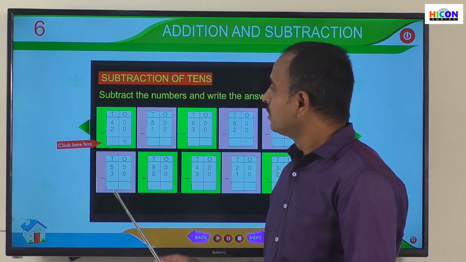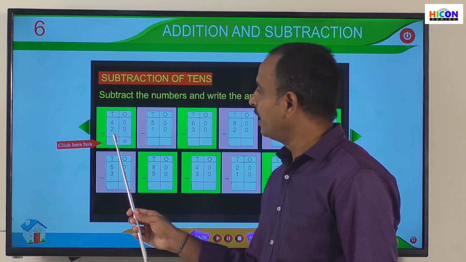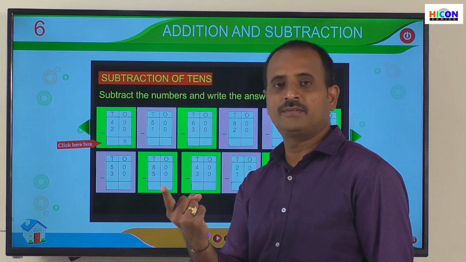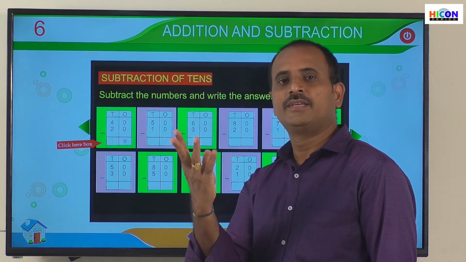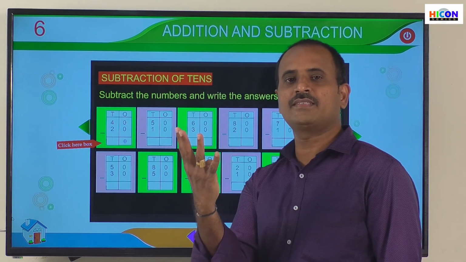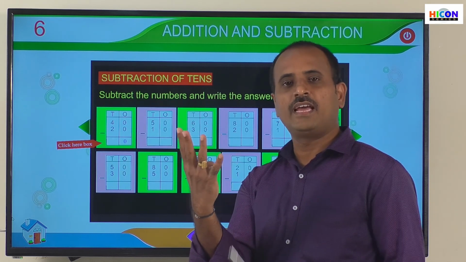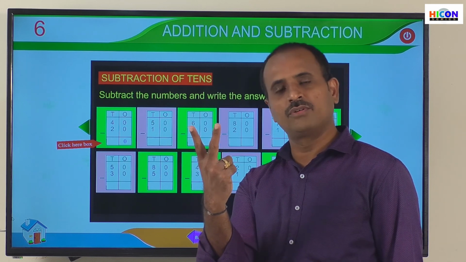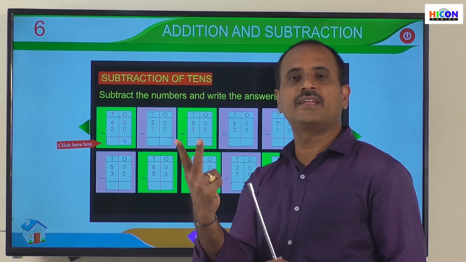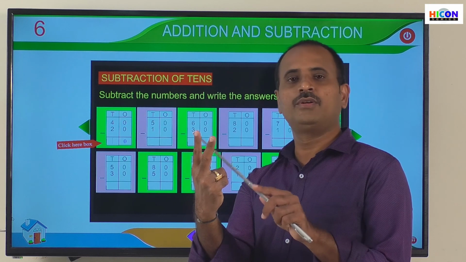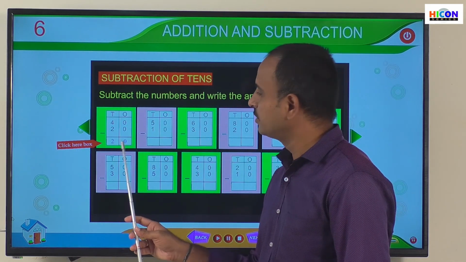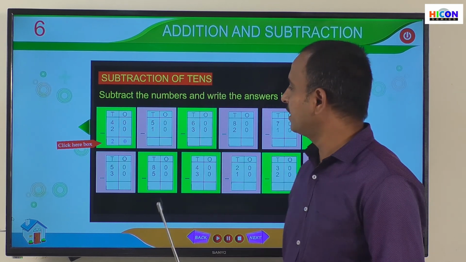Open 4 fingers of your hand and close 2 fingers among those. So open 4 fingers, 1, 2, 3, 4. These are the 4 fingers and close 2 fingers among these 4 fingers. 1, 2. Children, I have closed 2 fingers. And how many fingers are there remaining? 1 and 2. So write 2 under tens place. So the answer is 20. Now go to the next problem.